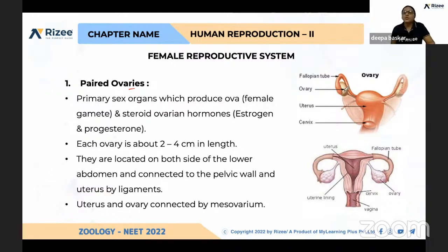And this ovary is also attached to the uterus. So this is the uterus. This ovary is attached to the uterus also, and backside to the abdominal wall. So it is attached with the abdominal wall by ligaments and to the uterus by mesovarium.